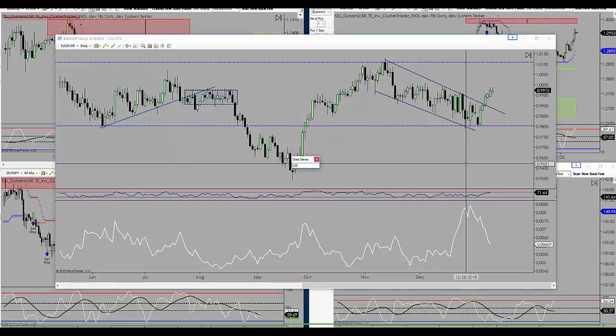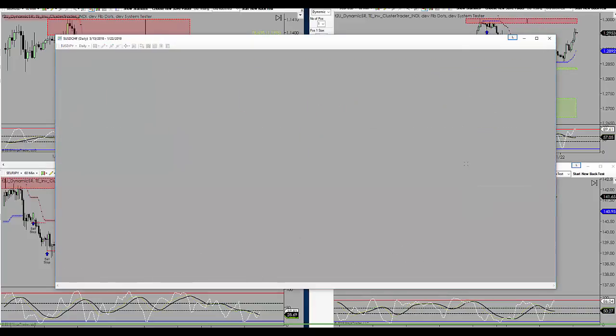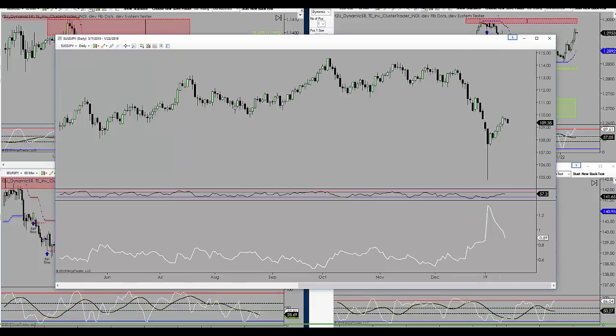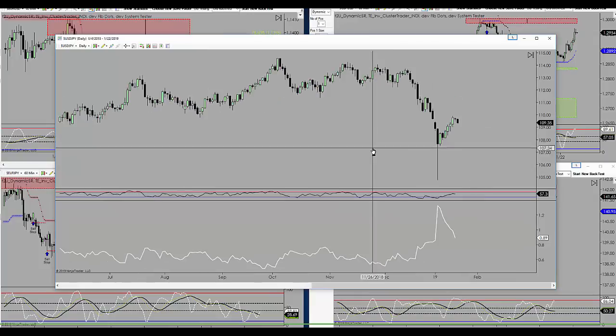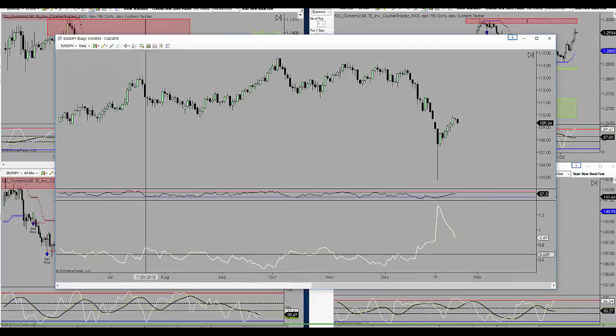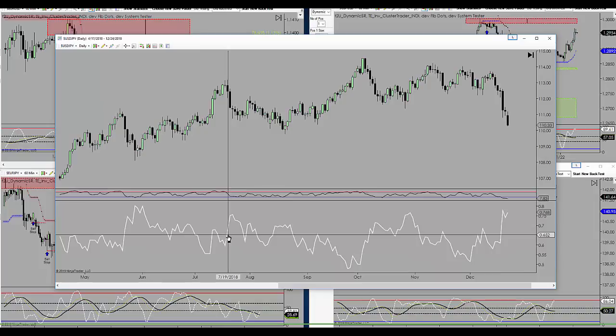Okay, let's look at the USD JPY. Higher time frame analysis. Okay, USD JPY, same type of analysis. You'll note right here, very stagnant volatility.